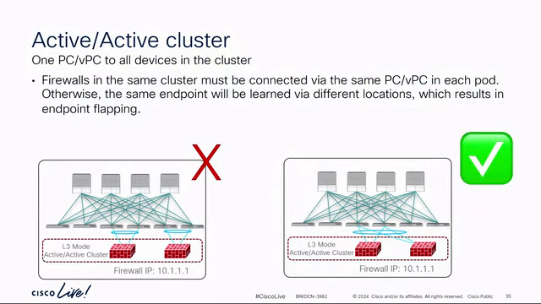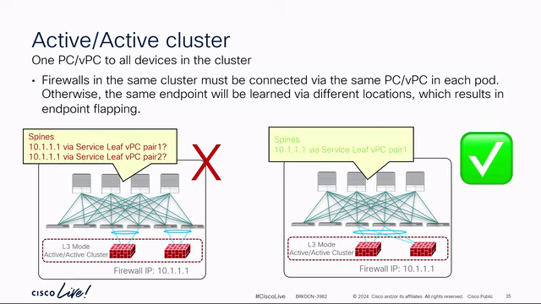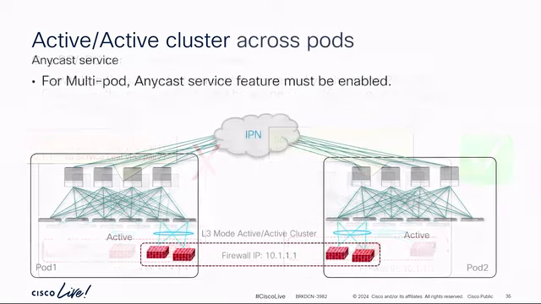For active-active cluster, we must connect to the leaf in the same interface. Otherwise, let's say on the left side, you have firewall 1 connected to leaf 3 and 4, and the other one is connected to different leaf, different port channel. Then it's simply flapping. So this is not good, regardless it's ACI or not. So we need to connect firewalls as if it's one logical device. This is one big port channel. Then we are not going to get confused. So this is one important consideration.